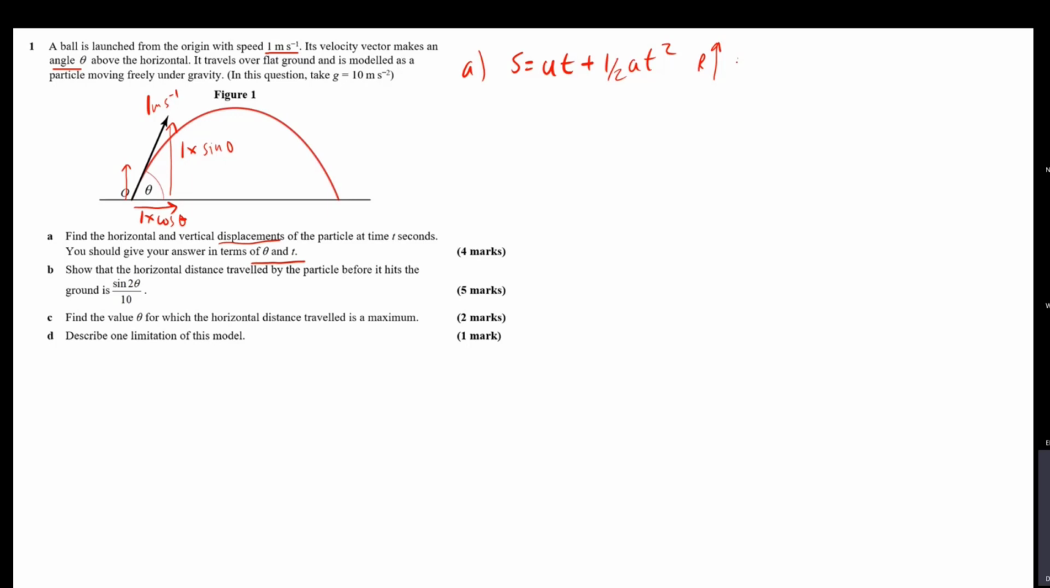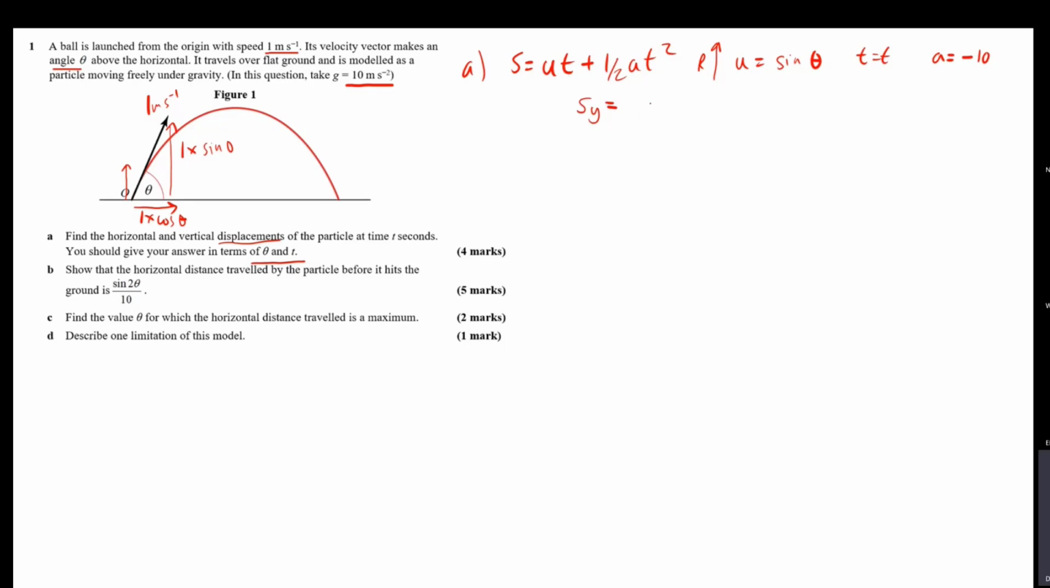So we have u equals sine theta. T is t, because we're leaving it in terms of t. And does it say a? Just be careful, it does say a equals minus, so a will be minus 10. That's how we start it off, and we just substitute this in. So we're going vertical direction. I'm just going to call that sy, so we know it's the y-axis.